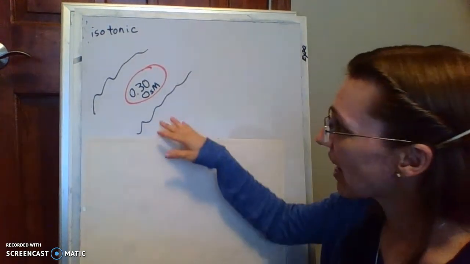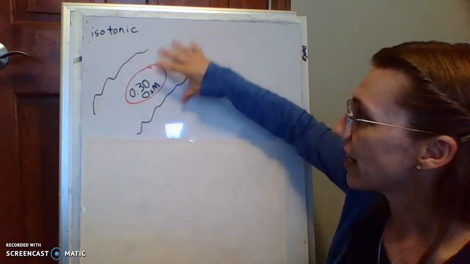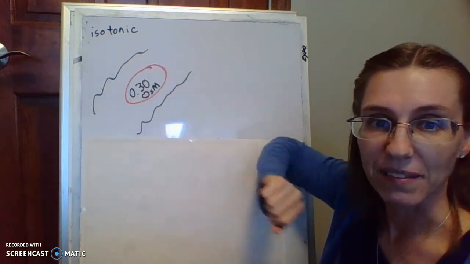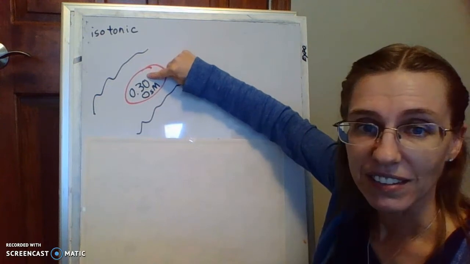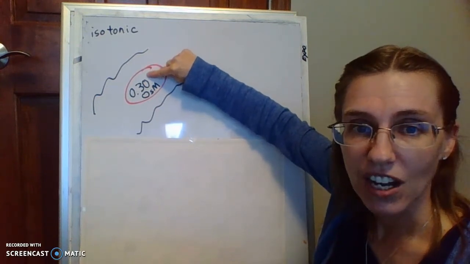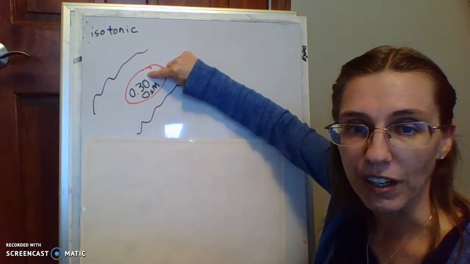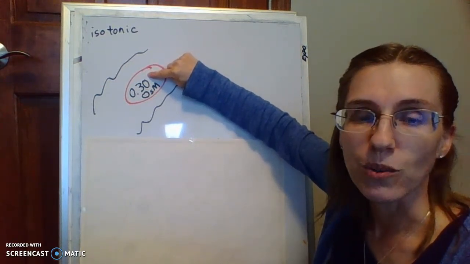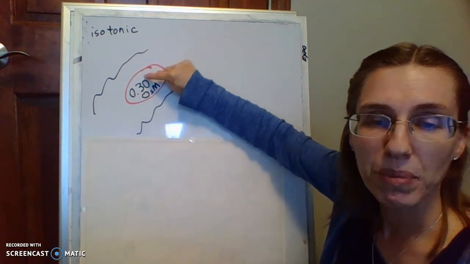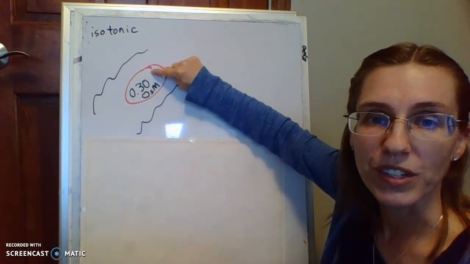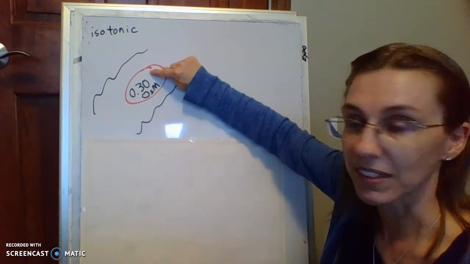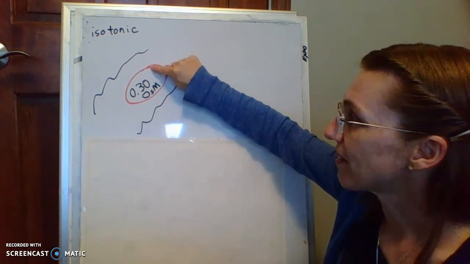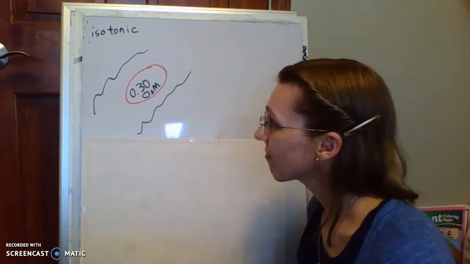And here, say we've got a solution and we have a red blood cell inside. We just calculated the physiological osmolarity for our person, which is 0.30 osmolar. So inside that red blood cell is going to be 0.30 osmolar. Okay, physiological saline, physiological condition.